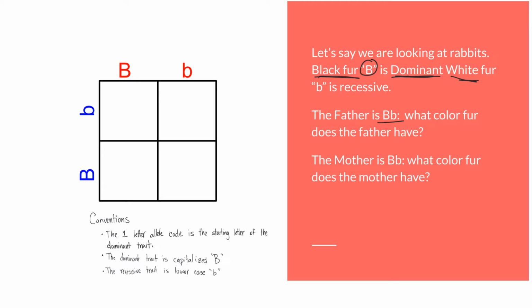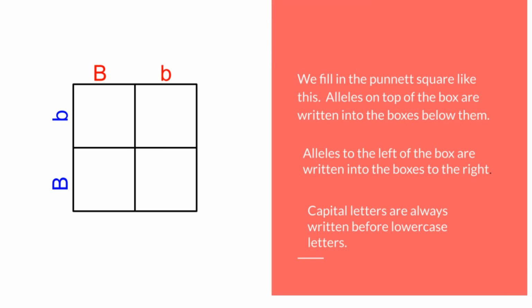If the genotype is heterozygous, what is the phenotype? What color fur would the mother and father have? And the answer here is black fur. Black fur is dominant, and when you have one of each allele, the dominant trait is expressed. So the phenotype for these rabbits would be black fur.